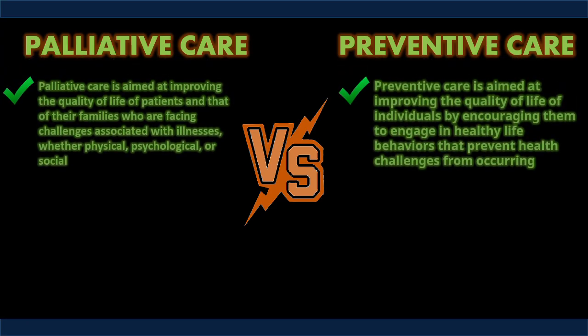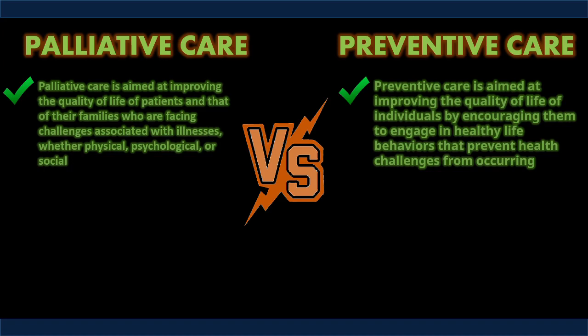Palliative care is marked by improving the quality of life of patients and their families who are facing challenges associated with an illness. Those challenges could involve both visible or hidden medical conditions. Preventive care, on the other hand, is aimed at improving the quality of life of individuals by encouraging them to engage in healthy life behaviors that may prevent health challenges from occurring.